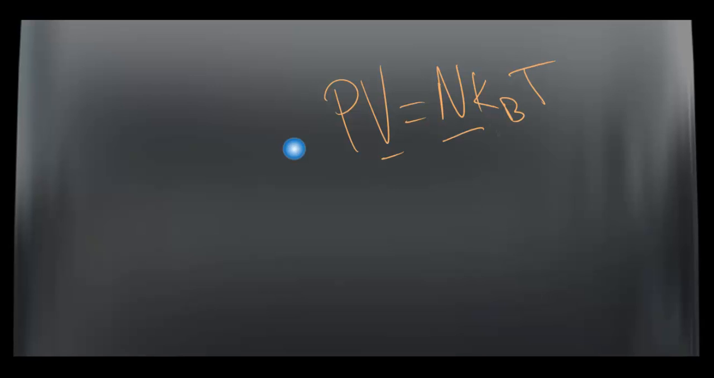Here we can just use PV equals N k_B T. The volume's a constant, doesn't change. Number of particles and k_B also constant. So if temperature on the right goes up by a factor of 2, and we want the left-hand side to also equal that, so it goes up by a factor of 2, the only way to do that is if pressure also goes up by a factor of 2.